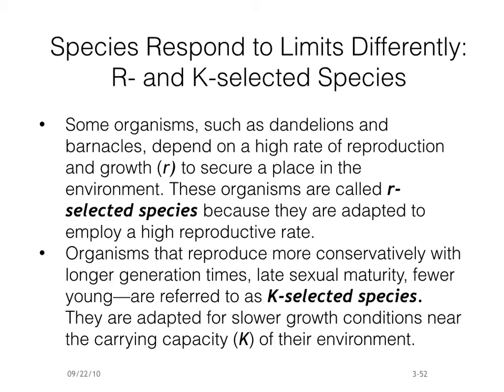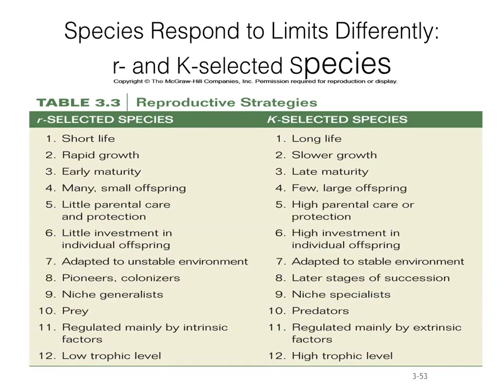Now, other organisms that reproduce more conservatively, for instance, with longer generation times, late sexual maturity, and having fewer young, are referred to as K-selected species because they are adapted for slower growth conditions near the carrying capacity of their environment. In this table, we can see the different reproductive strategies that R-selected species have as opposed to K-selected species. So let's just go over this briefly.